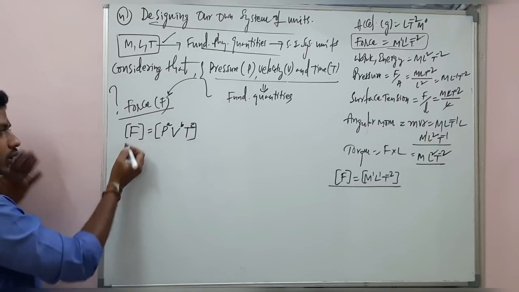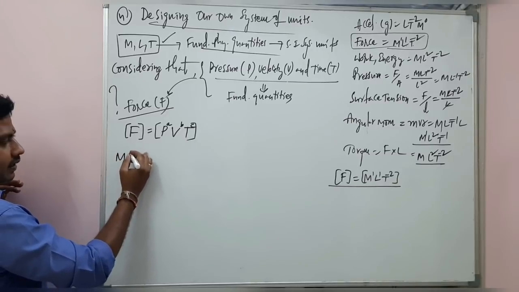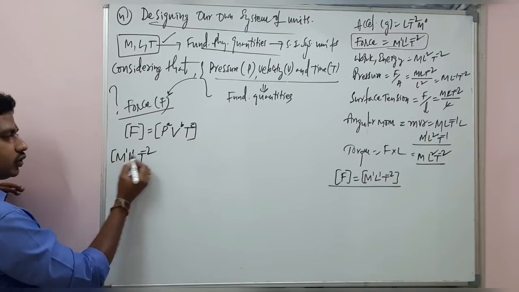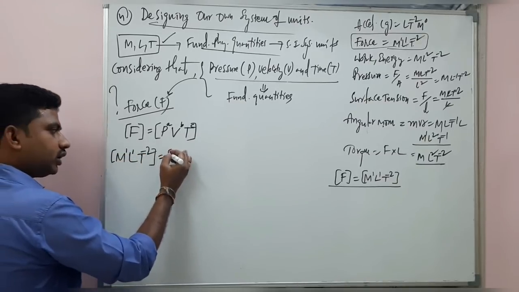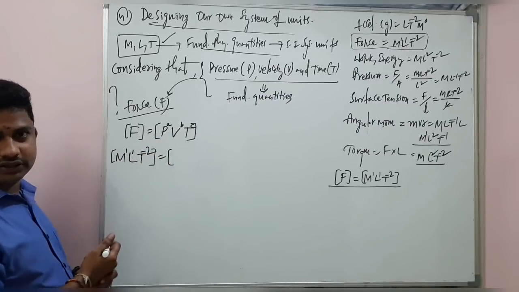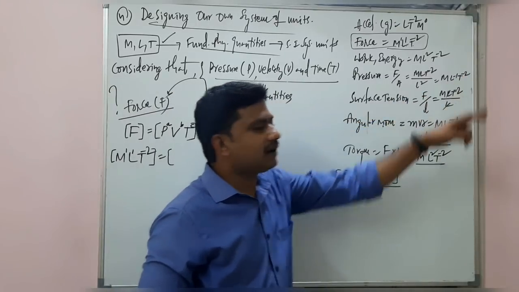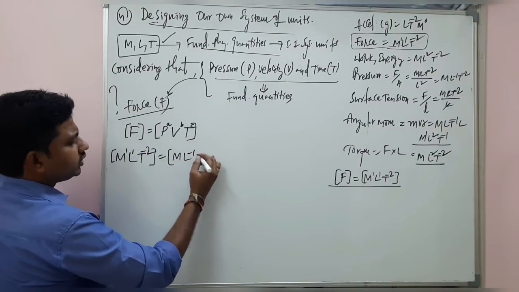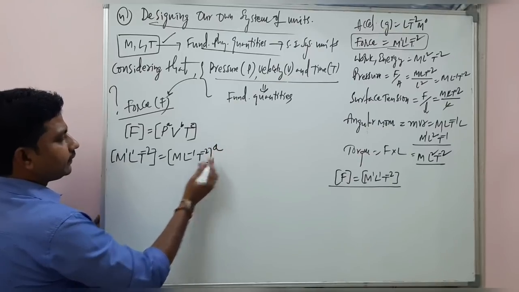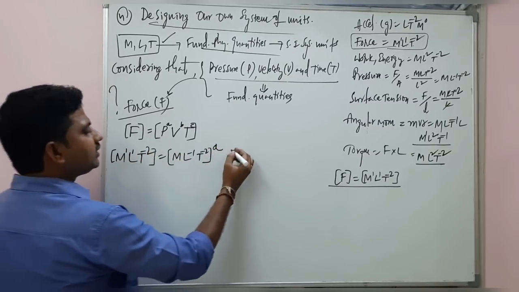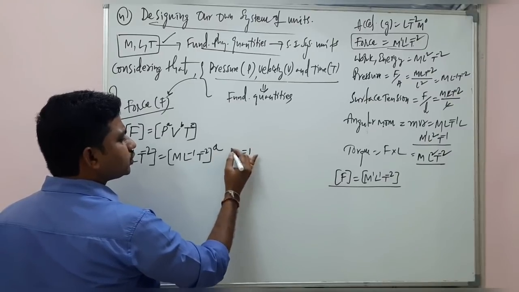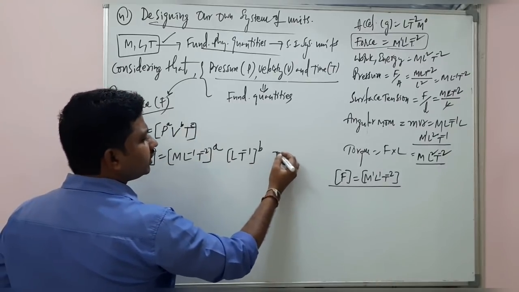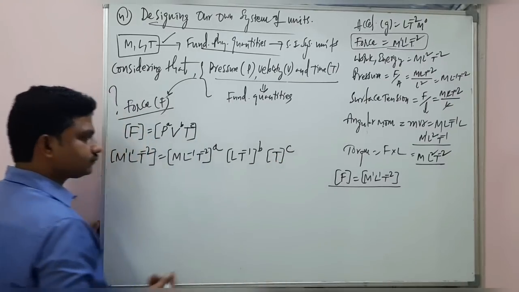Force dimensions. What is the force dimension? M, L, T minus 2. That is M1, L1, T minus 2, the force dimension, which is equal to, what can I write? Pressure dimension. Just now we have M, L minus 1, T minus 2, raised to a, that is the pressure dimension. And velocity dimensions, L, T minus 1, all raised to b. So then time dimensions, T raised to c.